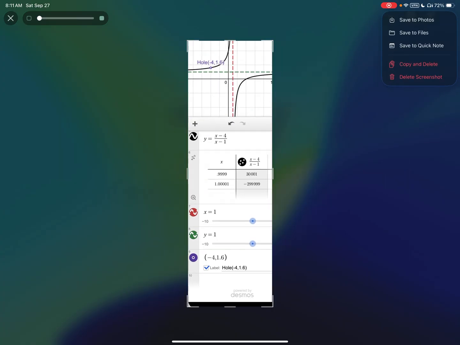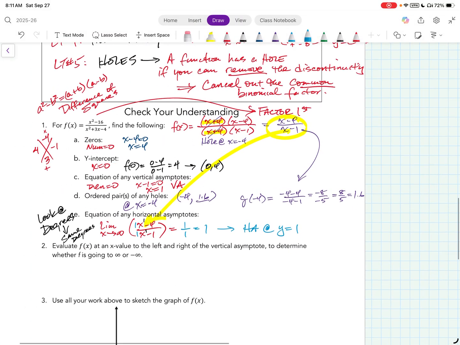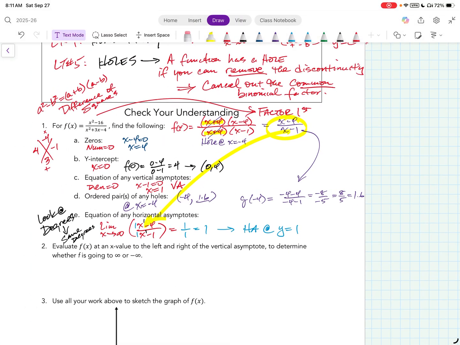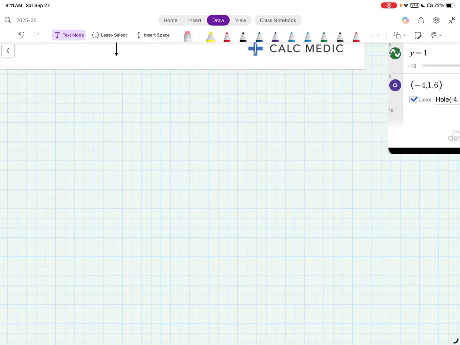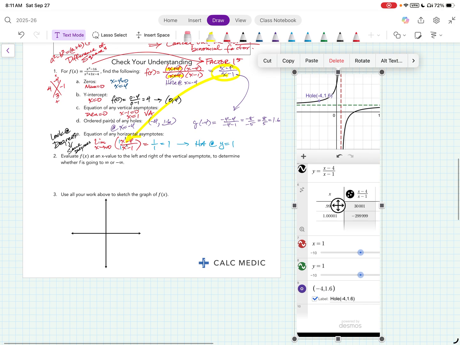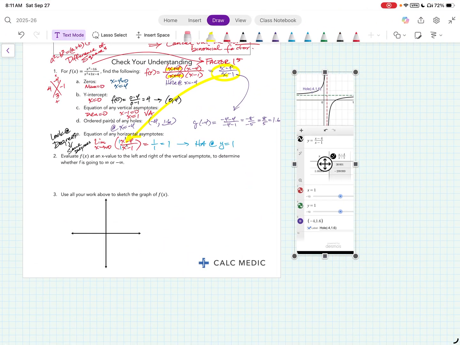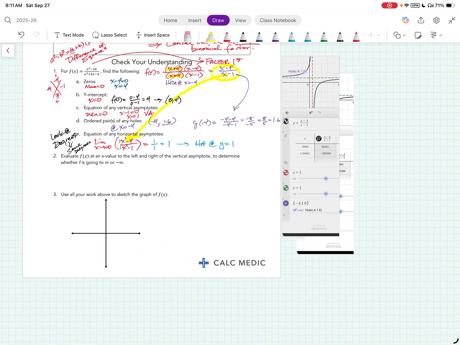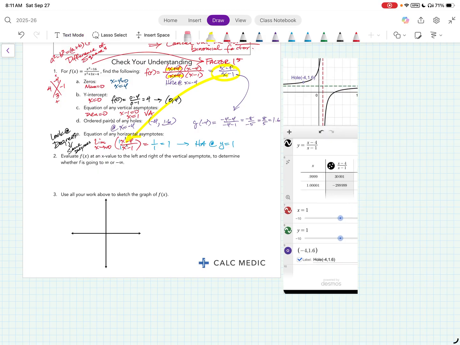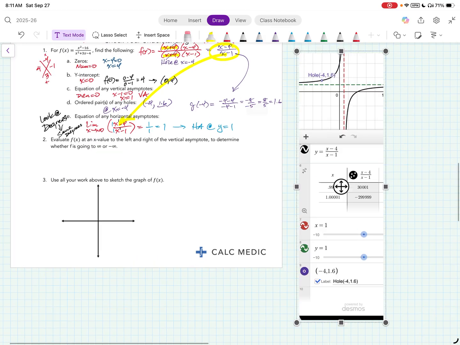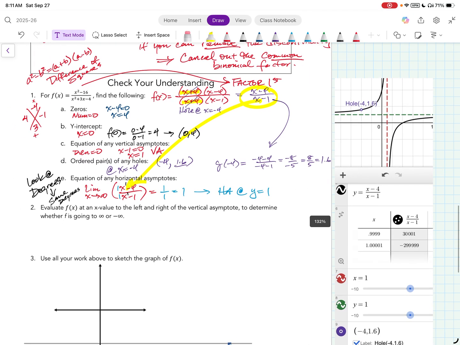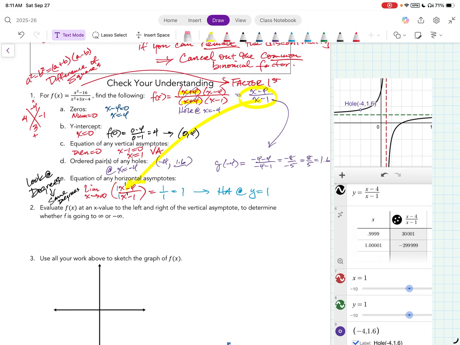Okay, so click checkbox, copy and delete, and go to the side of your document, press text mode, the T, press and hold on your iPad, and then paste your graph in here, and now you have a cool record of your graph. Here's the function right there. Pretty cool. Okay, so now we have the graph on the right. You can sketch it here.